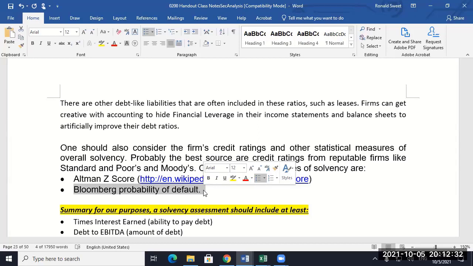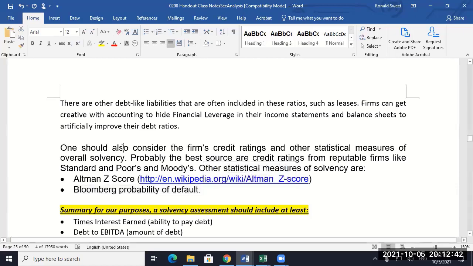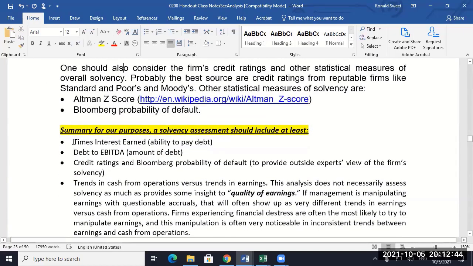But usually the best thing is just bring in the probability of default because it has all those other things. So like in one number, you've got everything you need. And it does have a good correlation to credit ratings. So for our purposes, we're going to look at times interest earned, or you have to look at debt to EBITDA. And wouldn't it be nice if you had some outside source to confirm everything you believe?